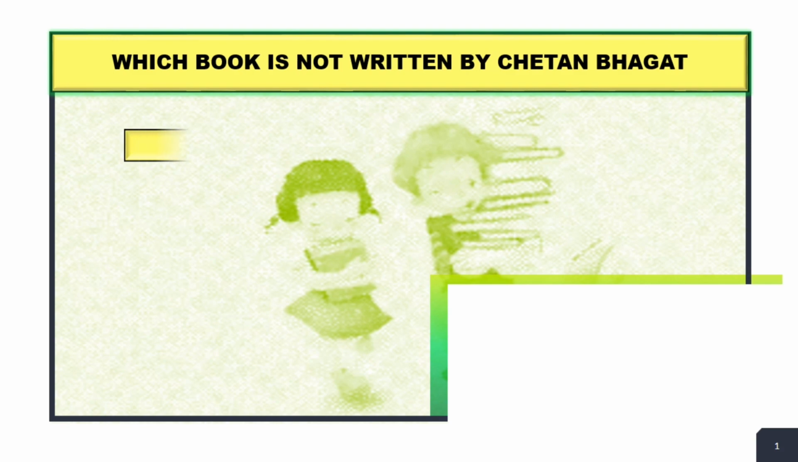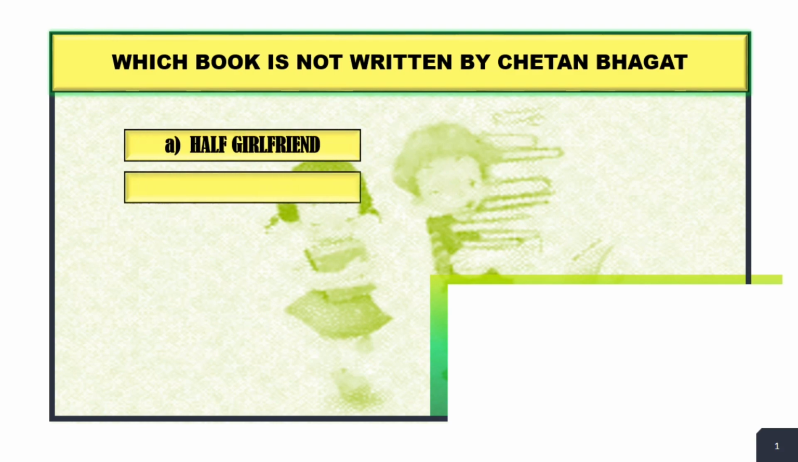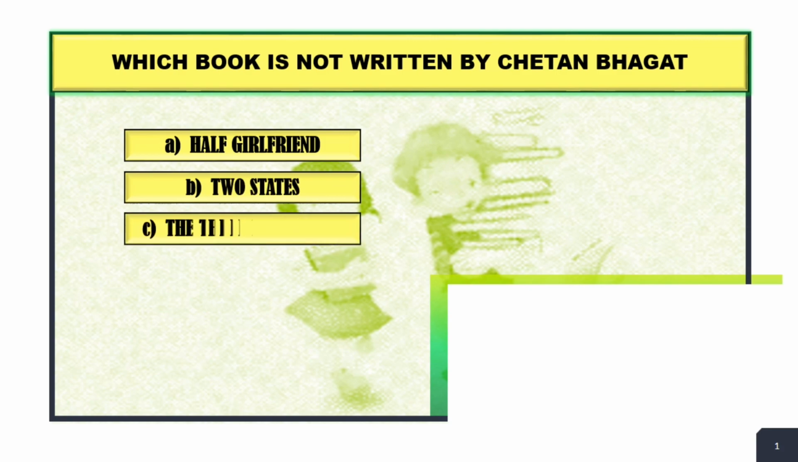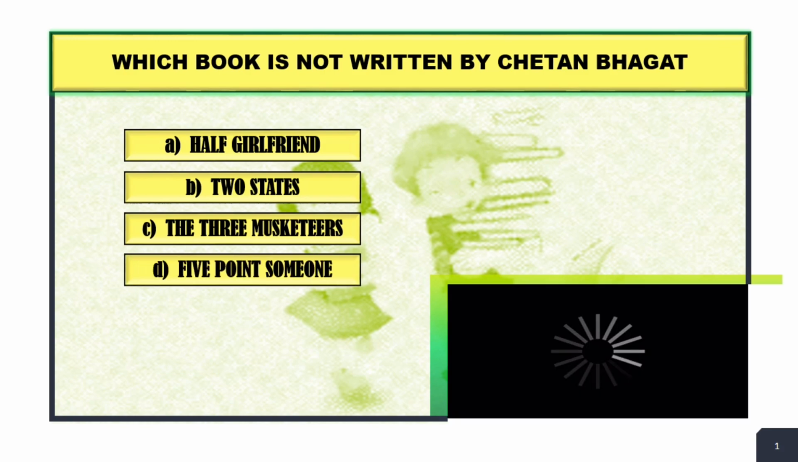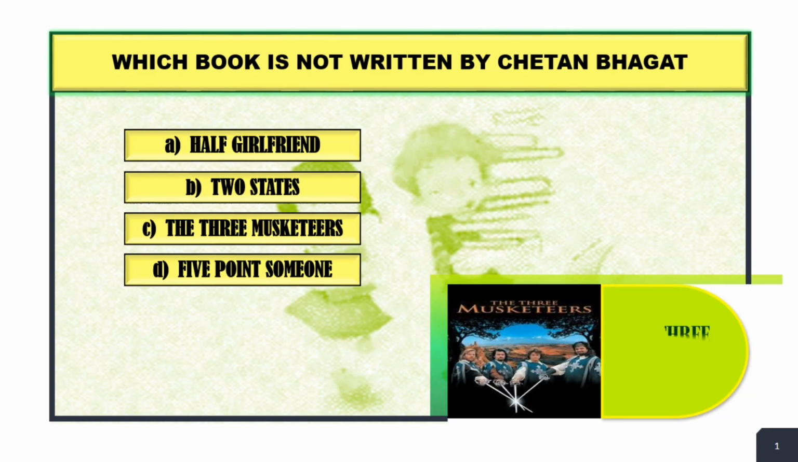Number 1. Which book is not written by Chetan Bhagat? A. Half Girlfriend. B. Two States. C. The Three Musketeers. D. 5 Point Summer. And the answer, The Three Musketeers.